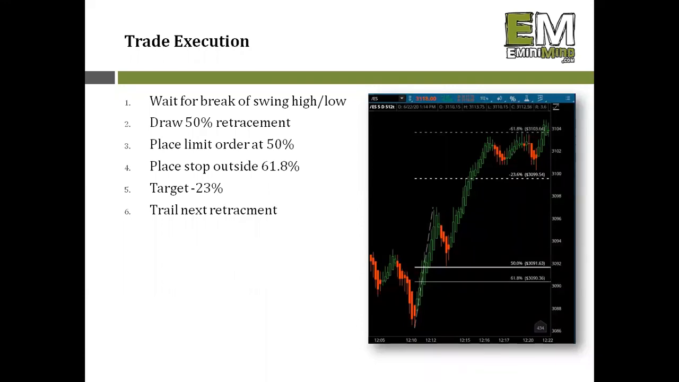Going back to how you got in the trade, if the market was moving down and then it broke a swing high and you got in the long at 50%, if all of a sudden the market comes up and it starts to break a swing low and then rolls over, that's a good place to get out.